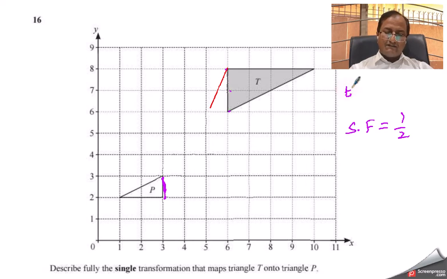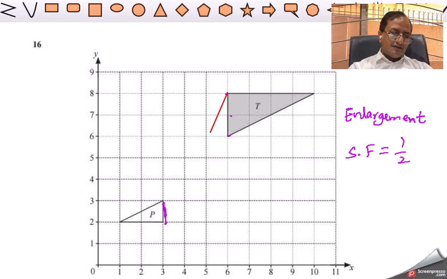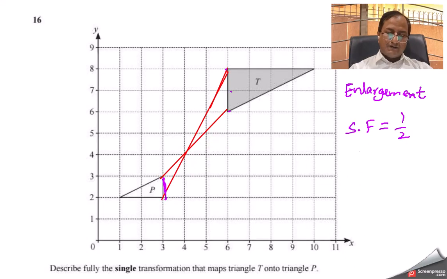First, we have an enlargement. Although it reduces the size, in mathematics it is still an enlargement. And the scale factor. Then we're supposed to find the center of the enlargement. For the center of enlargement, we join the corners, and where they meet is basically 4 and 4. The center of enlargement is 4, 4.